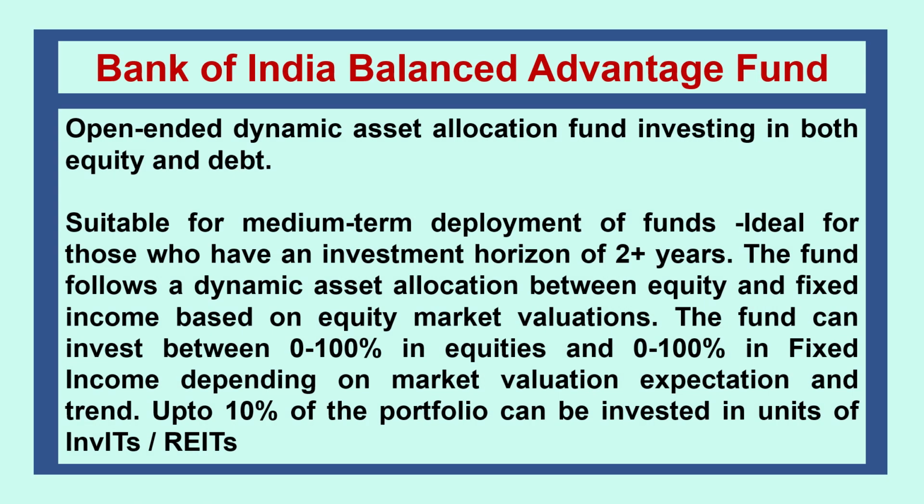Bank of India Balanced Advantage Fund, open-ended dynamic asset allocation fund investing in both equity and debt, suitable for medium-term deployment of funds, ideal for those who have an investment horizon of 2+ years. The fund follows a dynamic asset allocation between equity and fixed income based on equity market valuations. The fund can invest between 0 to 100% in equities and 0 to 100% in fixed income depending on market valuation, expectation and trend. Up to 10% of the portfolio can be invested in units of INVITs and REITs.